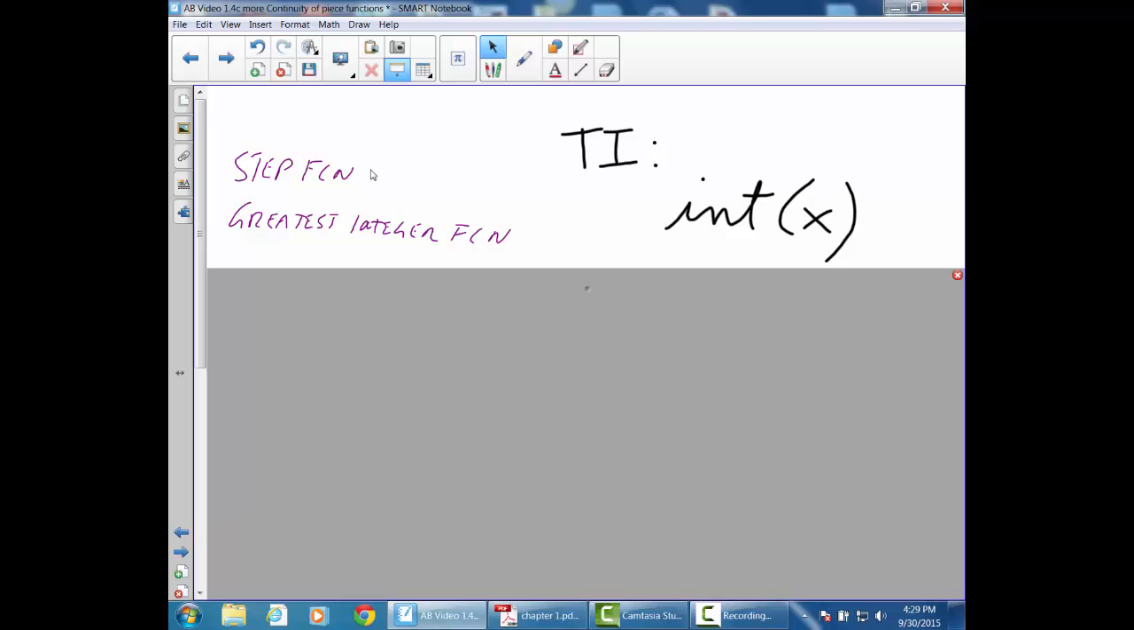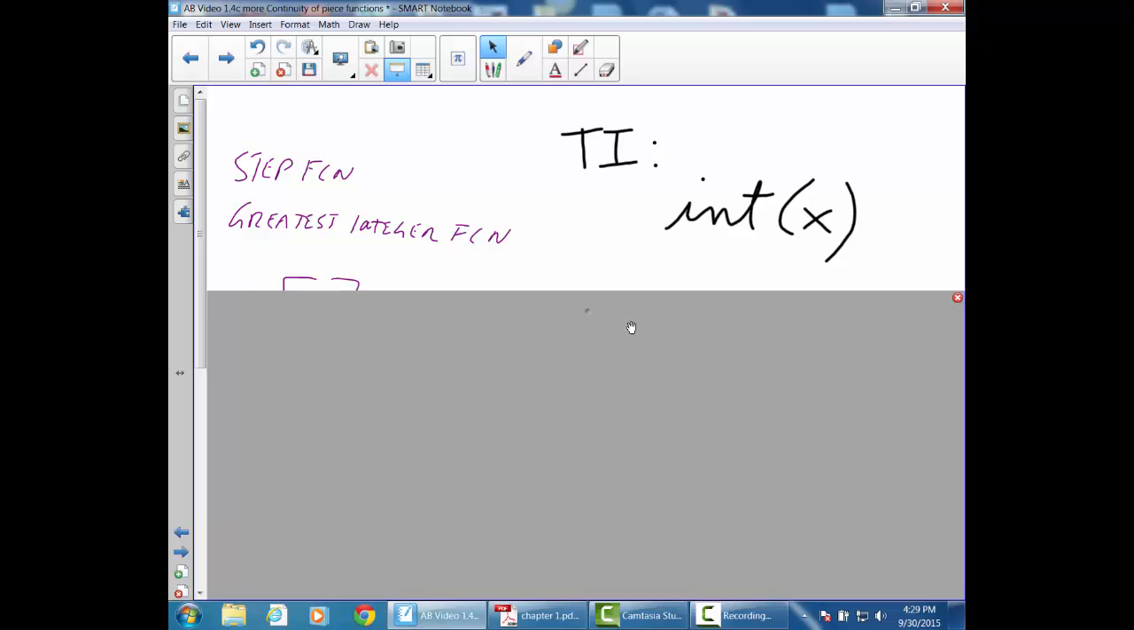Now on the TI there is no symbol. Although we use the square brackets, on the TI if you want to do greatest integer function you have to know that it's int of x. You can actually just type in int open parentheses x close parentheses, or you can press the catalog, which is the little book button, and then press the letter I and scroll down.